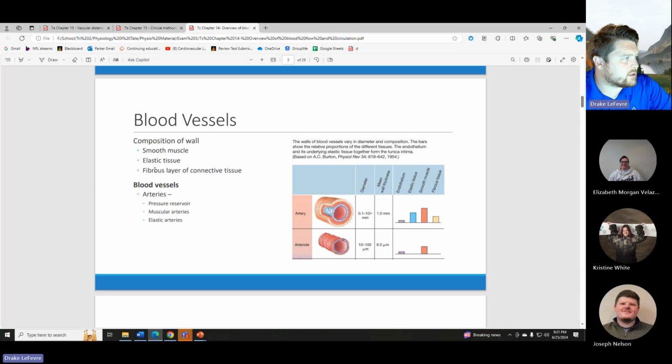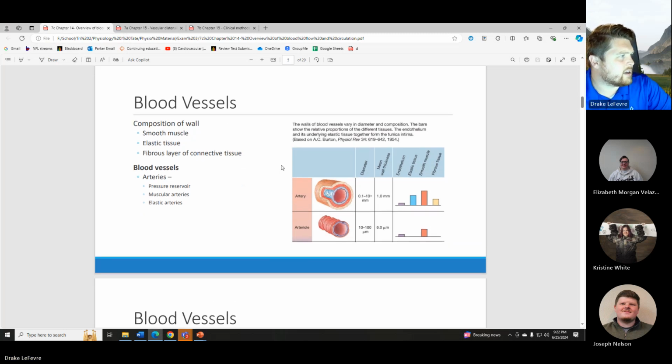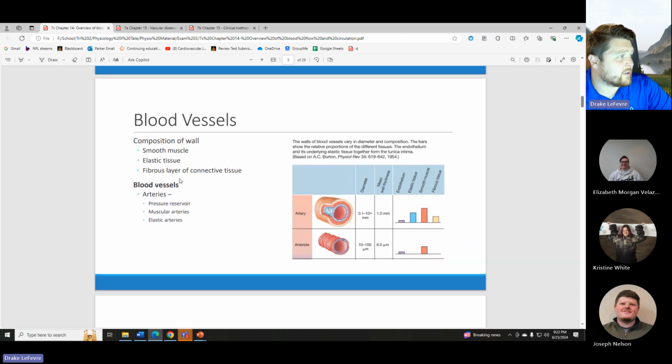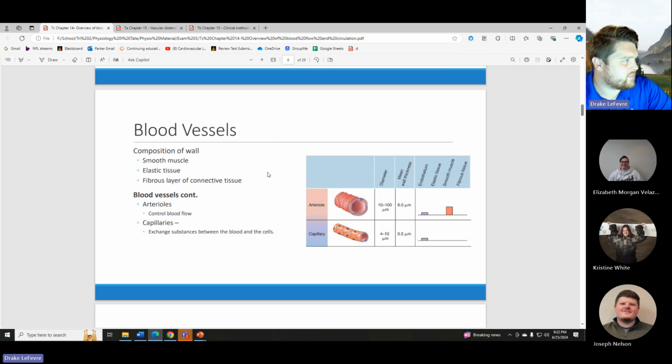The composition of the walls. Maybe we did this backwards, but this one in the week he had as the last set of slides should probably have been the first set of slides, because this is going to be review stuff that we talked about from the previous PowerPoint. The different composition, the smooth muscle, the elastic tissue, the fibrous layer of connective tissue. We talked all about that, arteries versus veins and stuff.